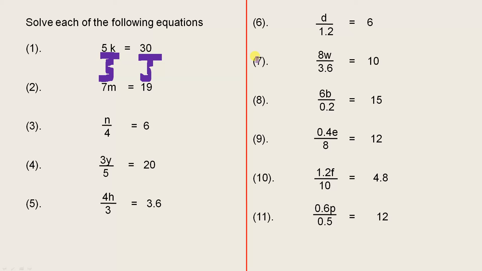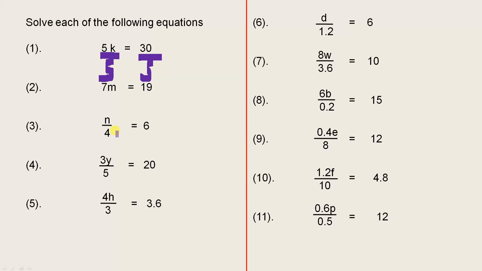So I've just done that first example to demonstrate that whatever we do to the left-hand side, we must do to the right-hand side. Now it's the same for example 2. Here we have 7 multiplied by m, so we have to perform an operation on both sides, and I think you know what it is because I gave you the example here.